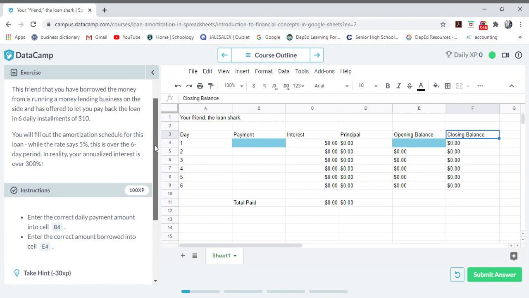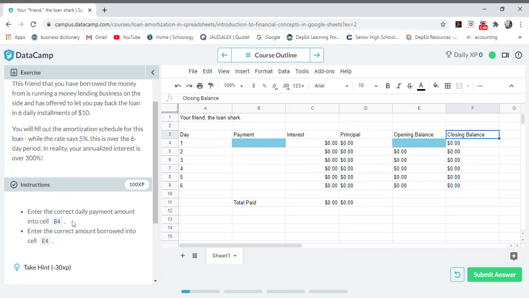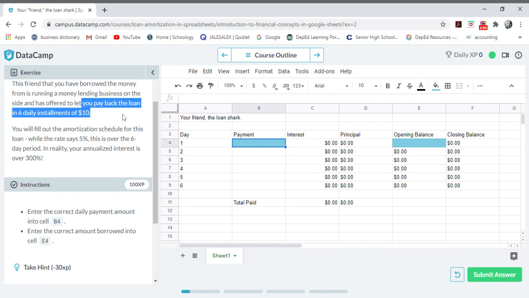Well, first, it says that we have to enter the correct daily payment amount into cell B4. So we're going to enter the correct daily payment. And how much is it? That is $10. You could see it here. So you pay back the loan in 6 daily installments of $10. So we have to pay $10 for each day.